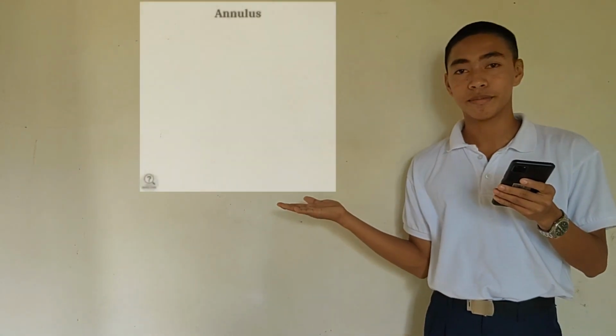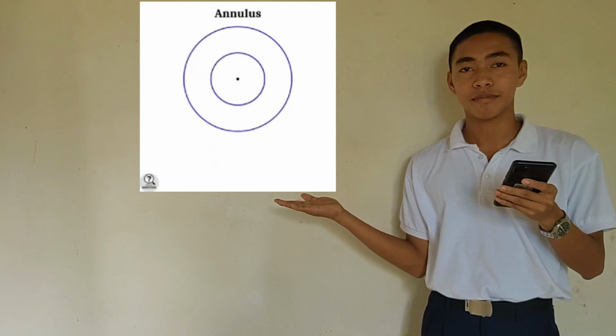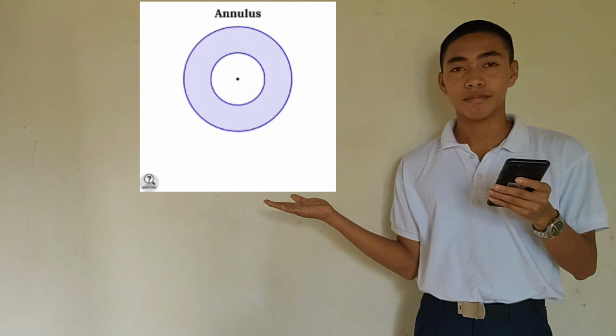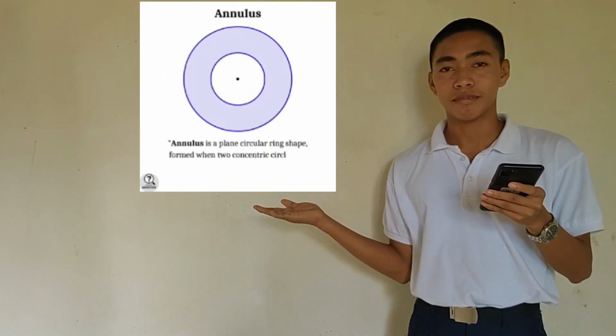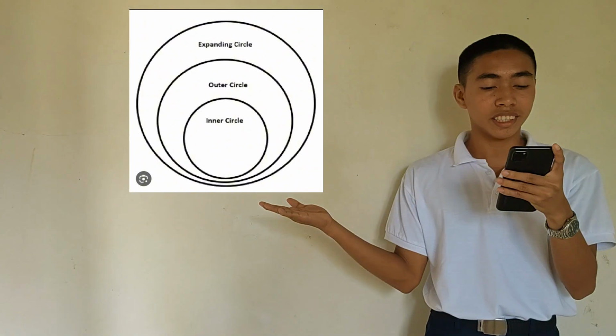In two-dimensional geometry, consider two circles with the same center. Then the region formed in between the circles is called the annular region. Simply speaking, annulus is a plane circular ring shape formed when two concentric circles are drawn in a plane. There are three concentric circles are known as inner circle, outer circle, and expanding circle. So this is the picture of three concentric circles.